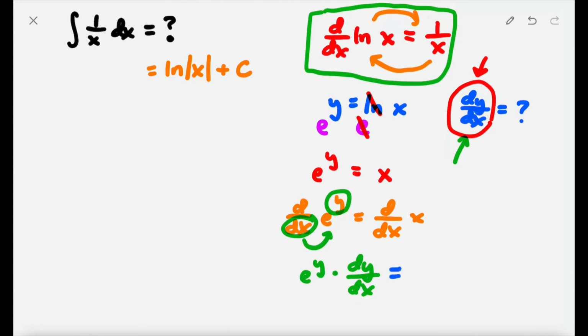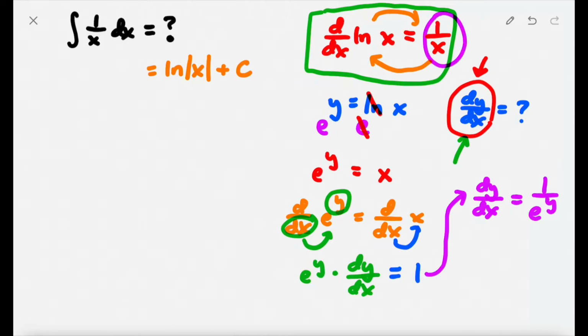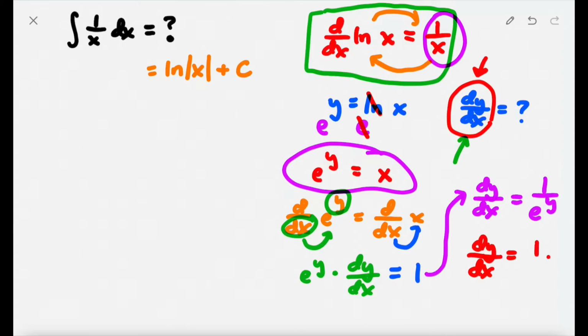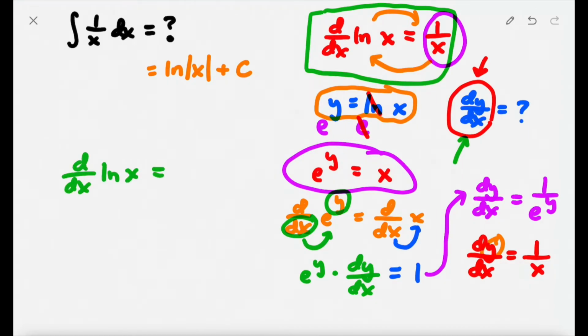This is going to be equal to the derivative of x with respect to x, which is just 1. So now if we solve for dy over dx by dividing both sides by e to the y, you end up with dy over dx equals 1 over e to the y. But the derivative of ln x is supposed to be equal to 1 over x. Why is it equal to 1 over e to the y? Well, if you notice, e to the y is equal to x. You can substitute that in, and now you have the derivative of ln x being equal to 1 over x. Again, y is equal to ln x, so that is the derivative of ln x, which is equal to 1 over x.